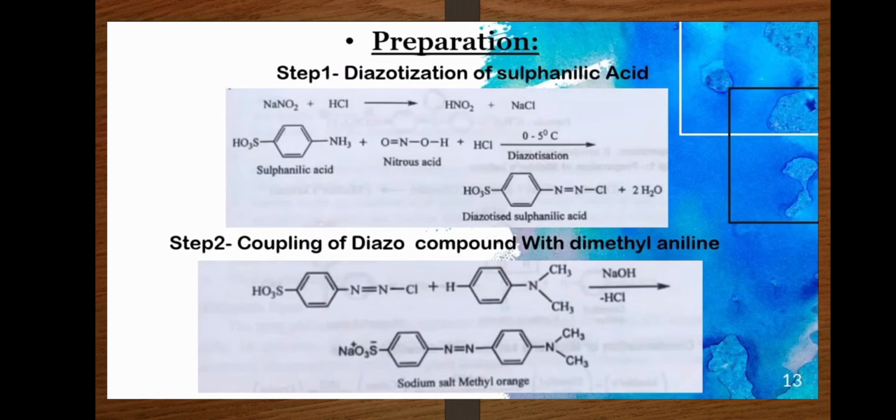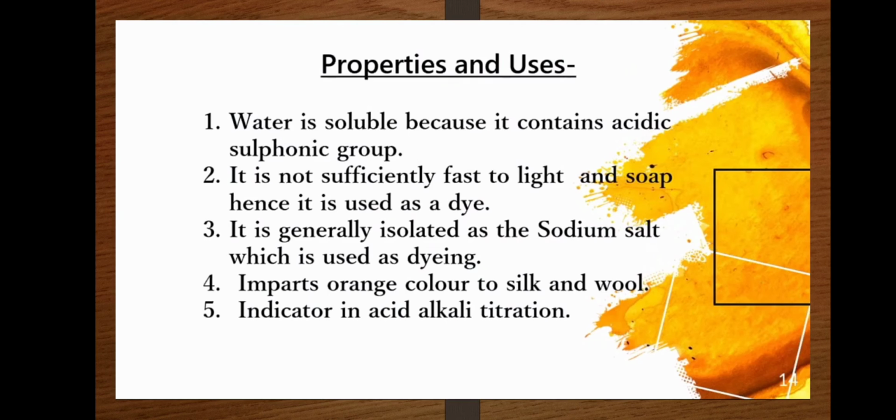Preparation: first step is diazotization of sulfanilic acid. Step 2 is coupling of the diazo compound with dimethylaniline. Properties and uses: it is water soluble because it contains the acidic sulfonic group. It is not sufficiently fast to light and soap, hence it is not used as a dye. It is generally used as the sodium salt. It imparts orange color to silk and wool, and is used as an indicator in acid-alkali titration.